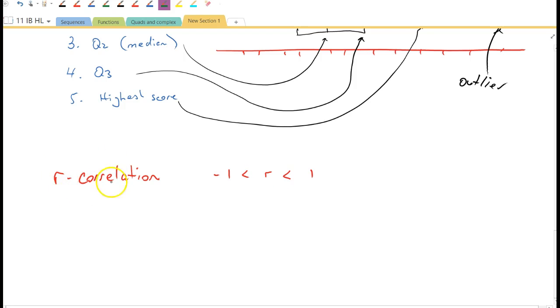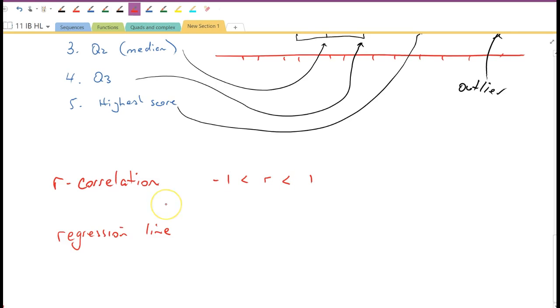But this R measure, that comes up on the calculator. We'll look at that in a moment. And we also talk about something known as a regression line, or sometimes a least squares regression line. What that is, it's the line of best fit. It's the equation of the line of best fit for your scatter plot.